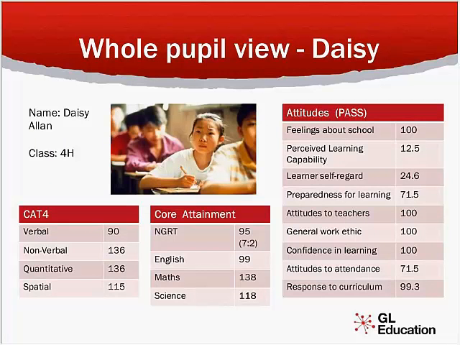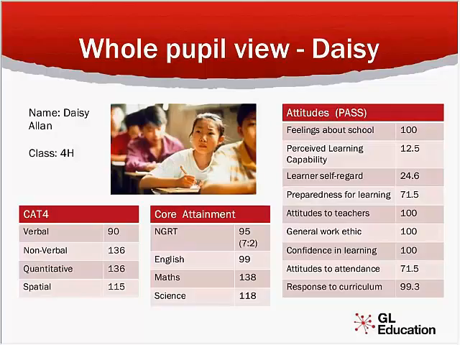Now in front of you, so this is really the data triangulation part of the webinar. I've pulled together two examples of students, and they're fairly typical profiles of students that I come across when working with international schools across Southeast Asia particularly. So this is Daisy Allen, and she's in Year 4 or the equivalent. Her Cat 4 scores are, again, fairly typical of students that I see, possibly a little higher.